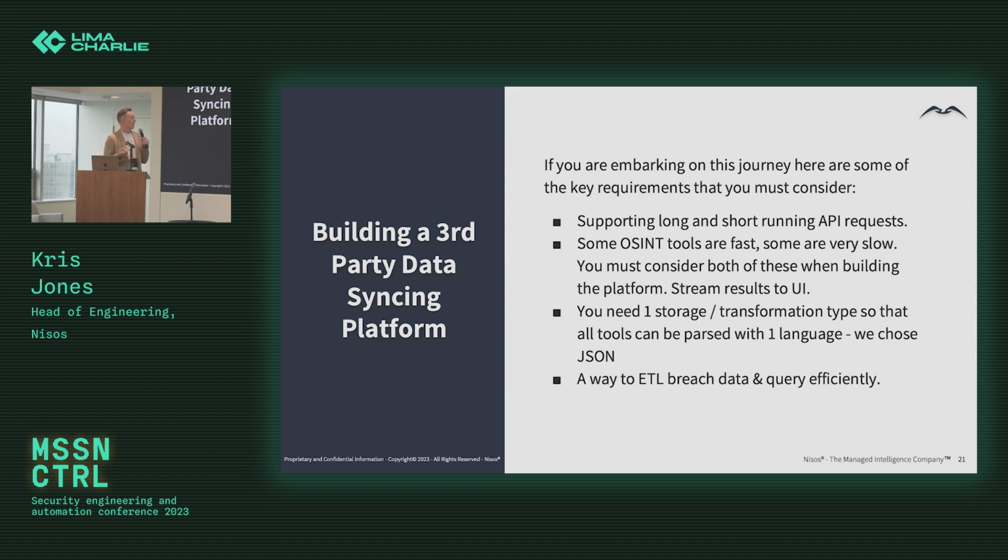So the most important things to consider is, of course, the short and long-running API requests. Some tools are slow, some are fast, making sure that you cater for both of them. And then probably the most important for us was defining one storage and data transformation type. We chose JSON, and we lightly map all of the tools so we have an understanding of what the data structures look like, so that can be easily processed and pivoted on in future. And that becomes really important in the phase of automations. And then finally, you need a way to ETL your breach data and be able to query that effectively.